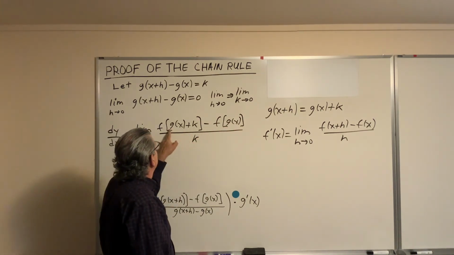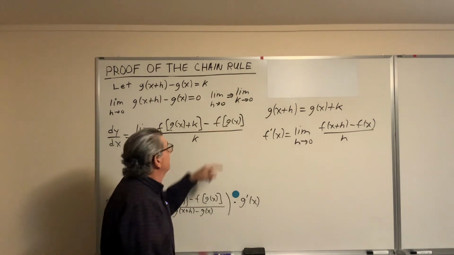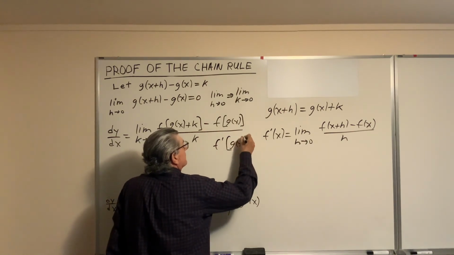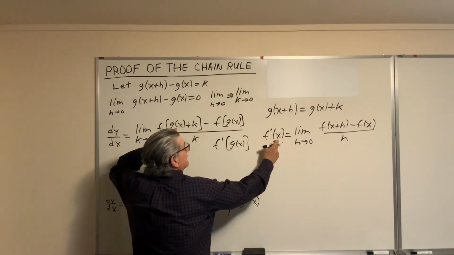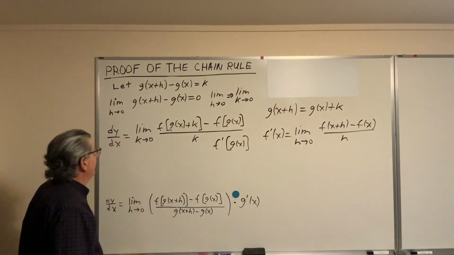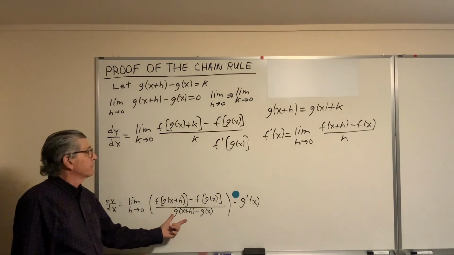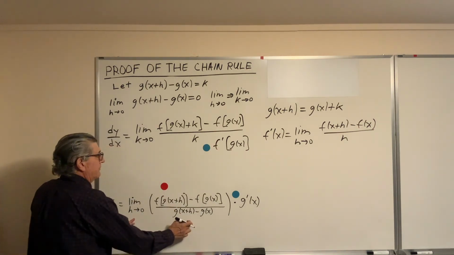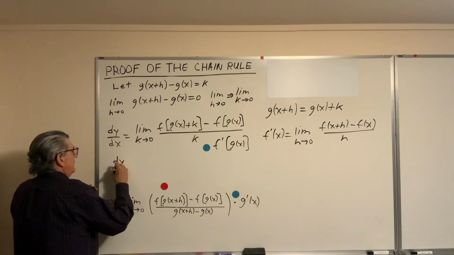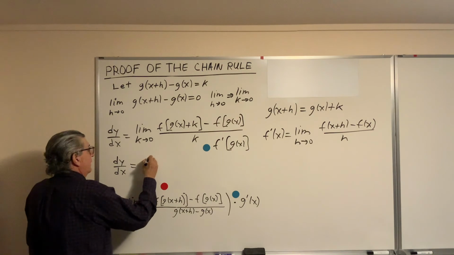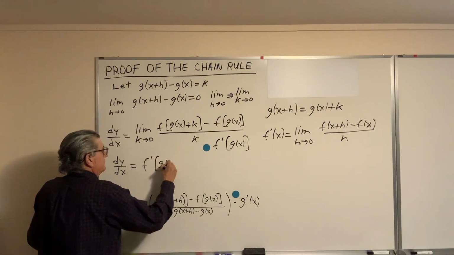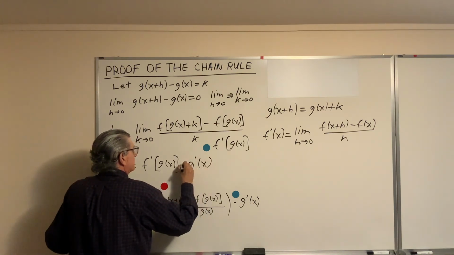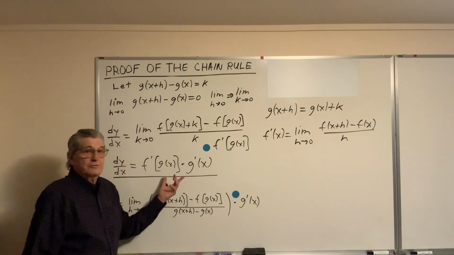But notice, this is the derivative of f at g of x. This is f prime of g of x. If you replace the g of x with an x, you can see that. So that's what this is right here. This and this limit here are the same. So now dy dx equals f prime of g of x times g prime of x. So that is a proof of the chain rule.